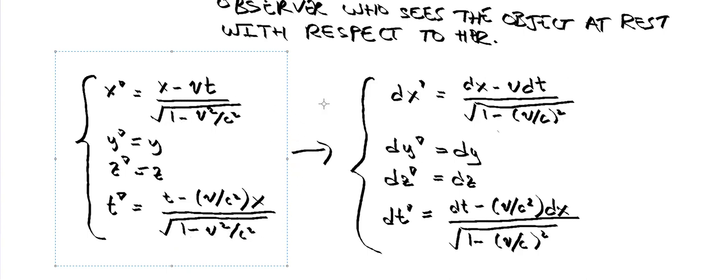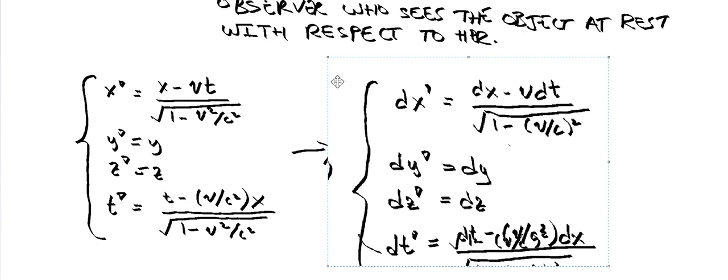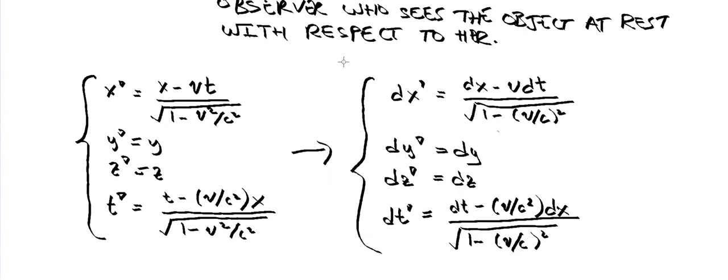I could think of this in incremental fashion too, though. And in that case, dx prime is equal to numerator dx minus v dt over denominator square root of 1 minus v squared over c squared. dy prime is equal to dy, dz prime is equal to dz, and dt prime is equal to numerator dt minus quantity v over c squared times dx, divided by denominator square root of 1 minus v squared over c squared.